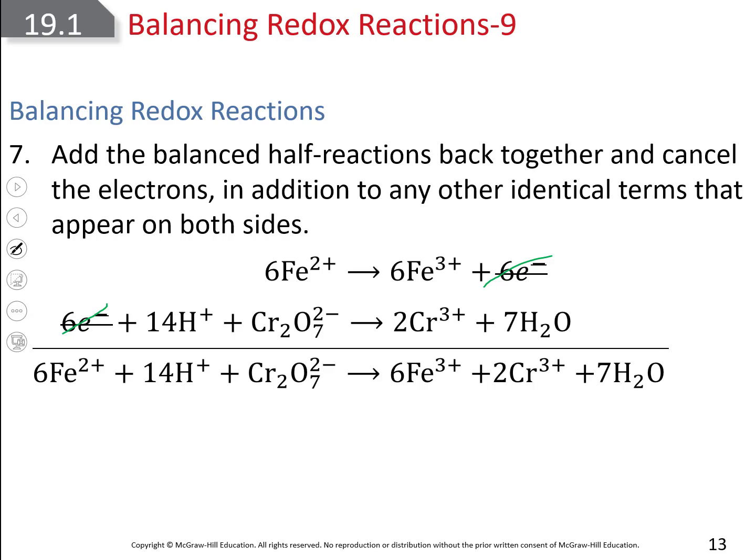It should be completely balanced as far as the number of every atom goes. So 6 irons, 6 irons. 14 hydrogens, 14 hydrogens. 2 chromiums, 2 chromiums. 7 oxygens, 7 oxygens. It should also be completely balanced as far as the charges go. We won't add them out, but trust me, the charge will balance out as well. And that's how you know that a redox reaction is fully balanced: both the atoms and the charges on both sides balance out.